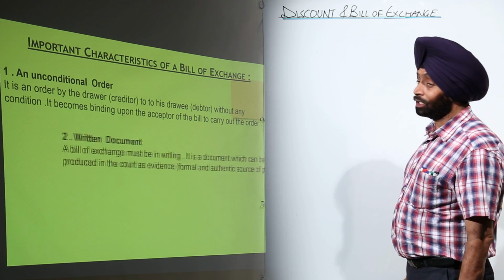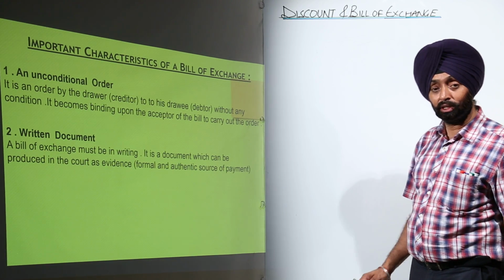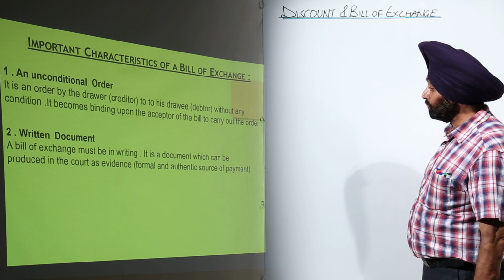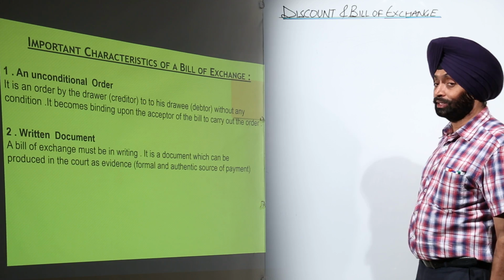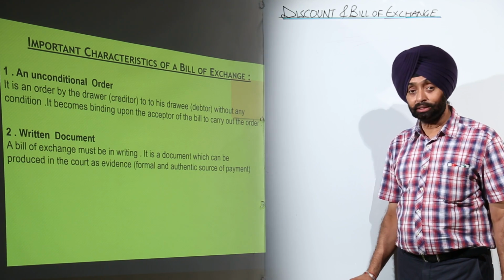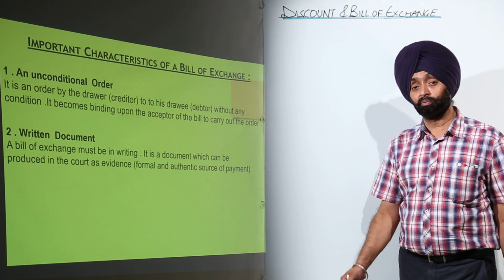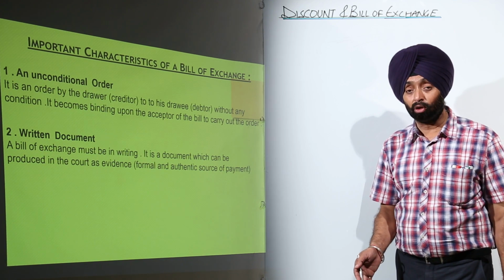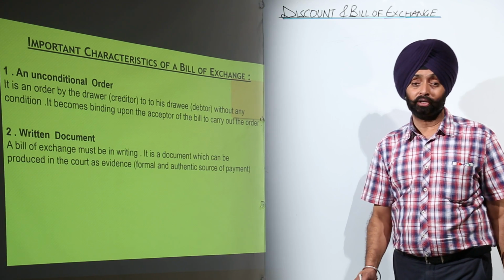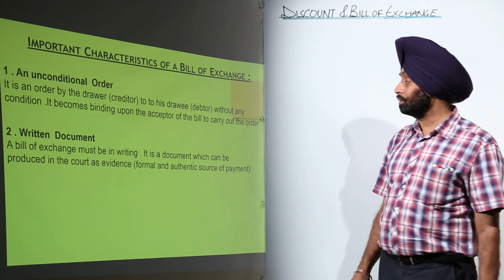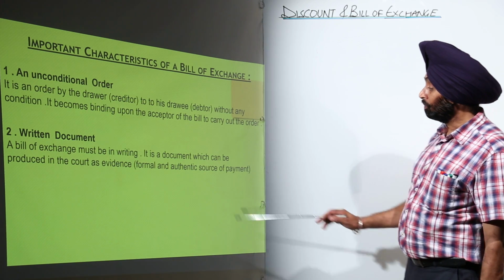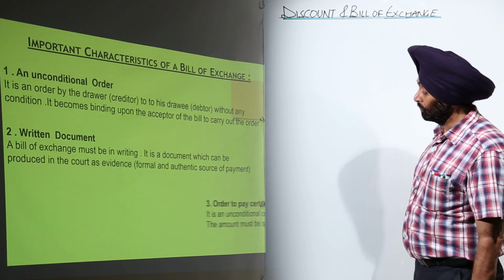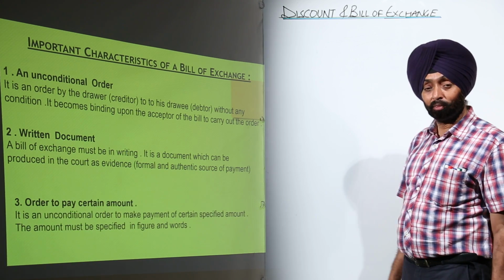Number 2, we are having a written document. A bill of exchange is always in written form. It must be in writing. It is a document which can be produced in court as evidence, because it is a form of evidence. If anyone is not willingly paying, then we can produce the document in court. So it should be in writing, a formal and authentic source of payment.